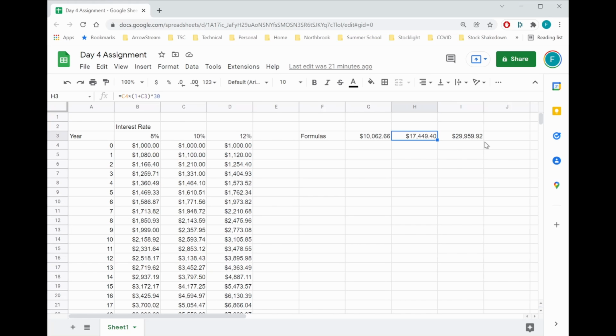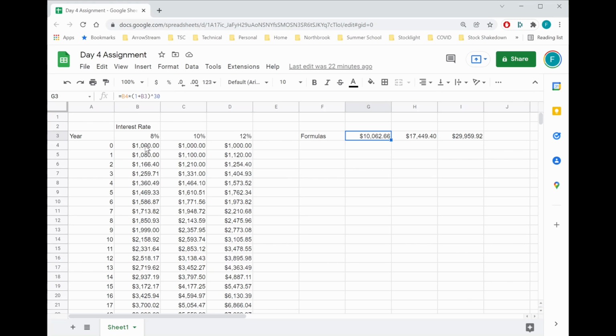And at 12%, you'd have $29,959. That's nearly 200% better than at 8%. So as you can see, the interest rate matters a lot. But as we saw in yesterday's lesson, time also matters.